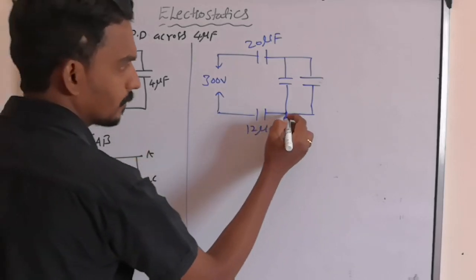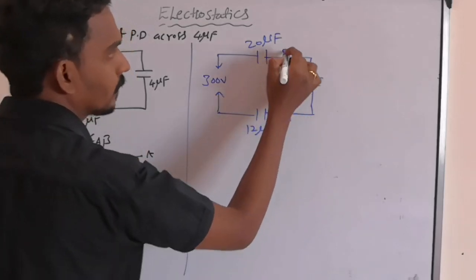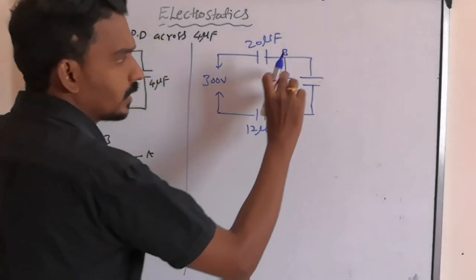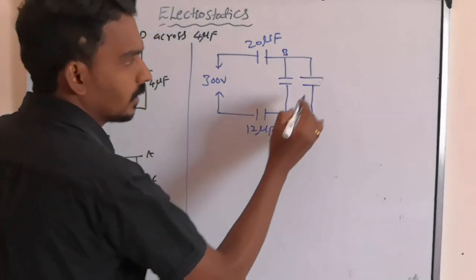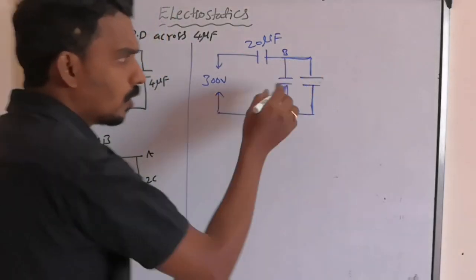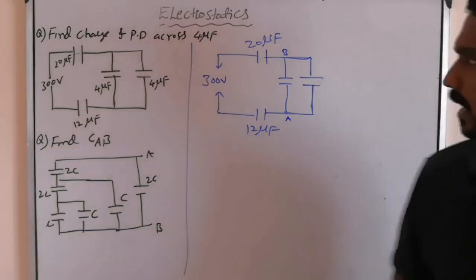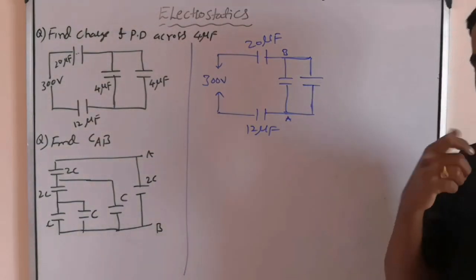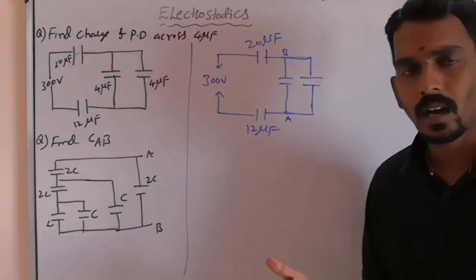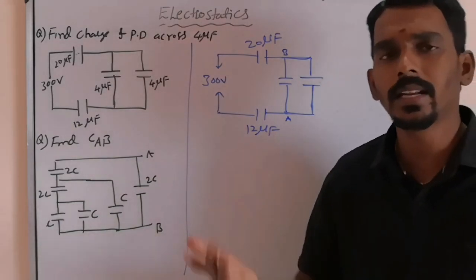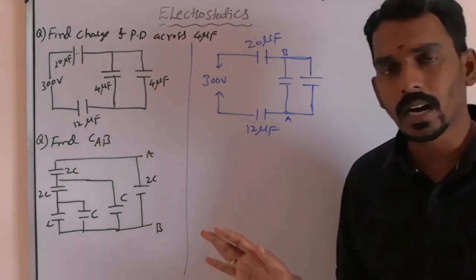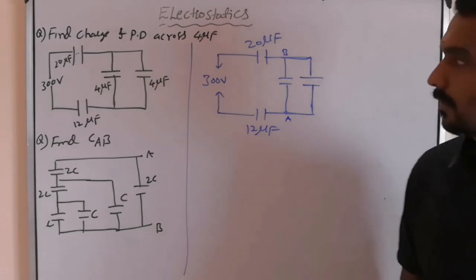See, if this is A, this is B, this is connected between A and B, and this also is connected between A and B. So the potential difference across these two is the same, so they are in parallel. Parallel means potential difference is the same, or same potential difference means they are in parallel. But in series, potential difference is not the same, but charge is the same.